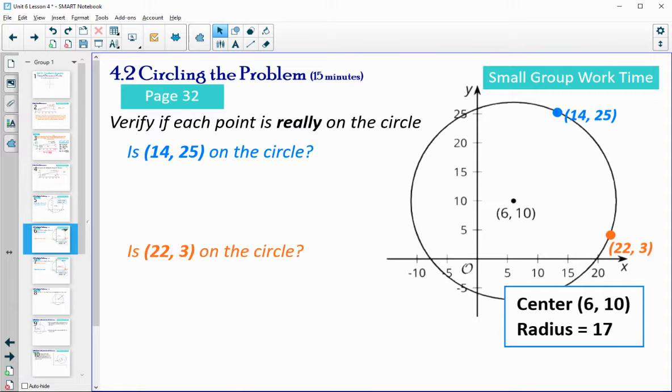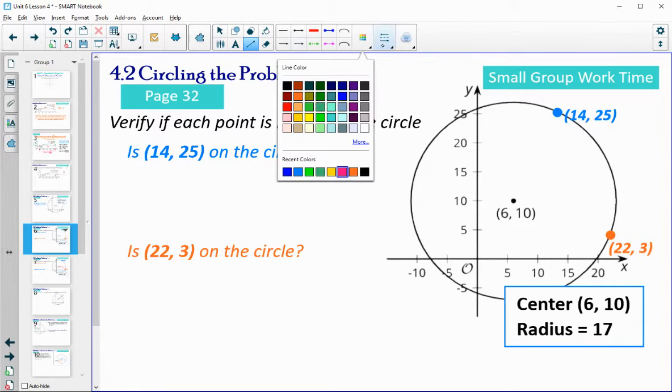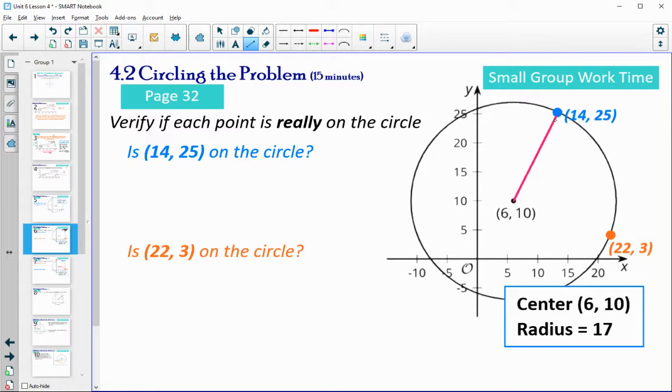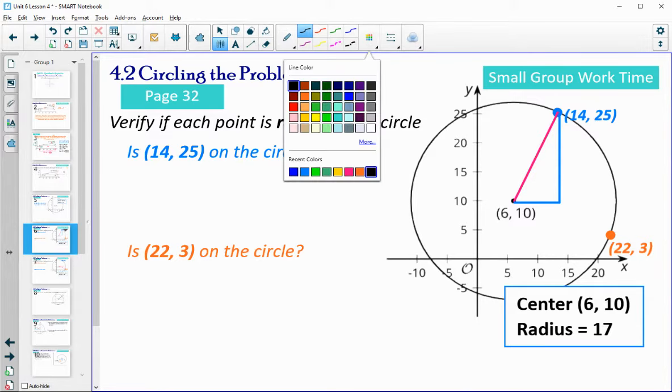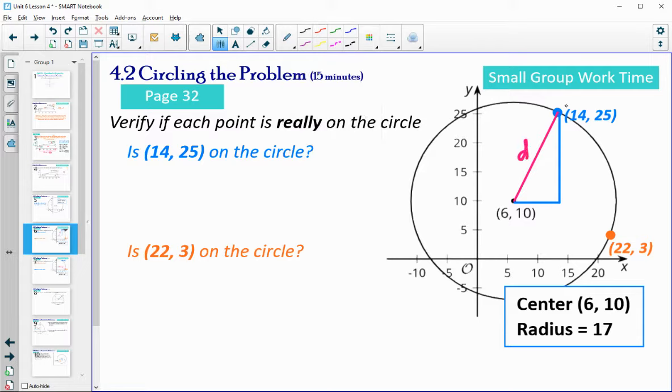So that's what we're going to be looking at here: can we actually verify that these 2 points are on the circle? Remember, the definition of a circle is the set of all points a specific distance from the center. In this case, that specific distance is 17. So we need to figure out the distance between (6, 10) and (14, 25) and see if that's 17. If it is, this point is on the circle. If it's not, then the point is not on the circle. Remember that we can create this right triangle to figure out the legs and then do the Pythagorean theorem to find the length of this. This is what we're trying to calculate here, and I'm just going to call it D for distance, the distance between these 2 points. We want to see if that's 17.